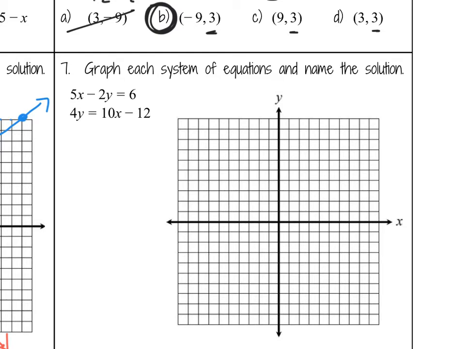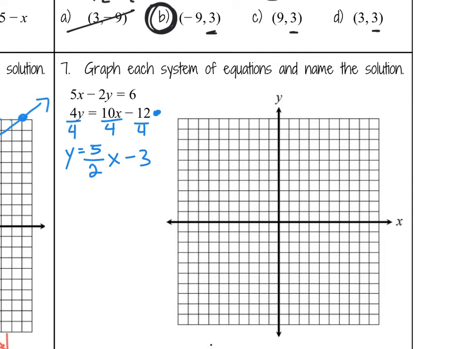Looks like we'll be doing a little bit of work for both of these, however. I am going to go ahead and start with the bottom one this time. I'm still going to use blue on that one, and so we'll graph this one first. I'm going to divide everything by 4 this time. The y is mostly by itself, so we wind up with y equals, now 10 over 4 will reduce. They're both divisible by 2, and when I divide 10 by 2 I get 5. When I divide 4 by 2 I get 2. So 5 halves x, and then negative 3.